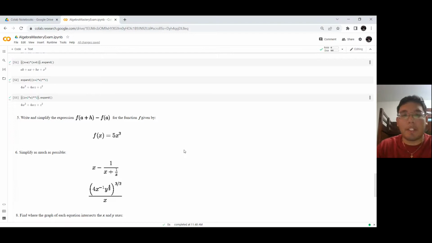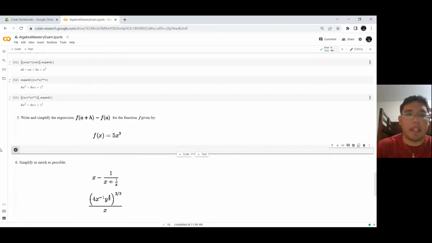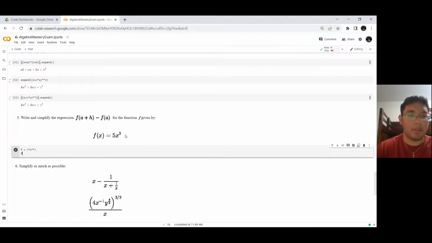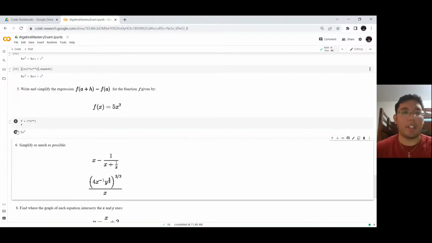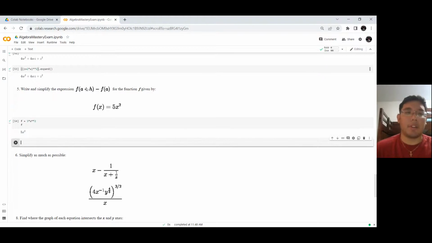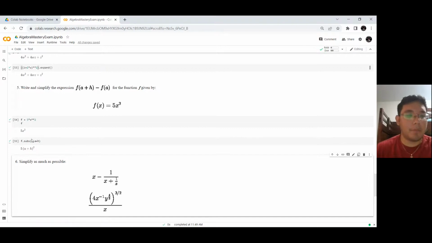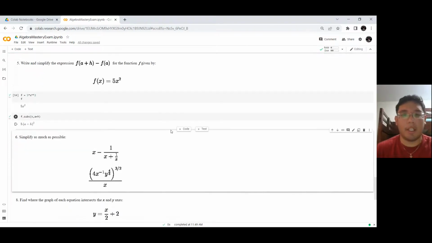All right, problem 5 is going to ask you to do the substitution and then to simplify the value of f of a plus h minus f of a when f is equal to 5x squared. So first things first, we have to state that f is equal to 5 times x squared. Verify that we did it correctly. There we go. Then we can substitute a plus h for x, so f dot subs, and then x comma a plus h. All right, so it did substitute it properly.